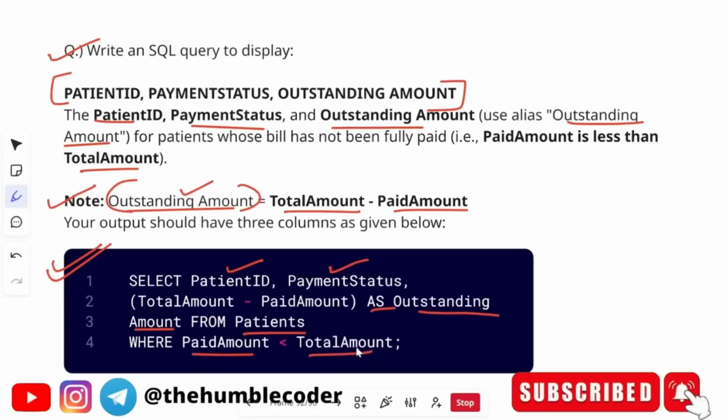This is the condition that was told to us, so we have used this condition, and this is basically our final answer query. I hope you have understood it. If you have any doubts, please let me know in the comment section. Moving on to the next question now.